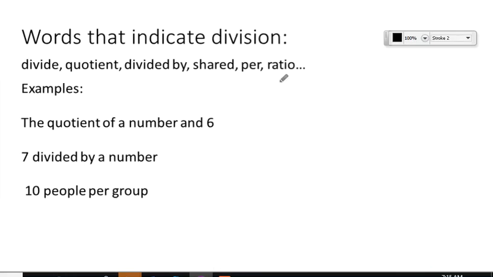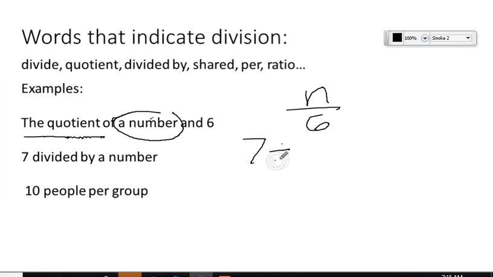The last set is words that indicate division. Let's go over these really quick: divide, quotient, divided by, shared, per, ratio. Examples. The quotient of a number and 6. Remember, this is a division sign. So the quotient of a number and 6 looks like this. Or 7 divided by a number. You could write it this way, or you could write it this way. Both of these show division.